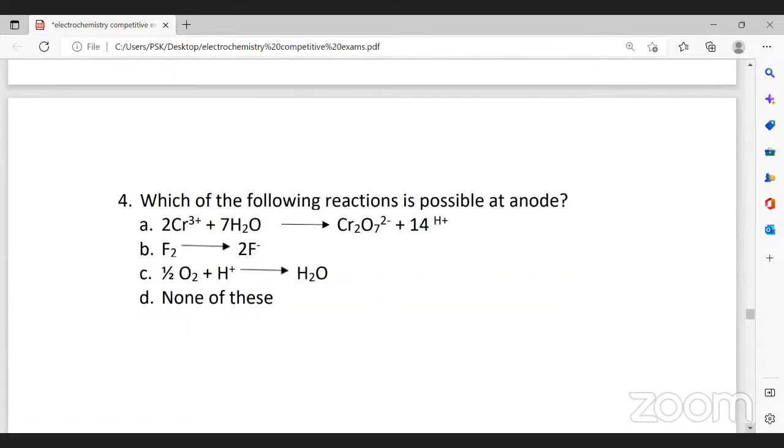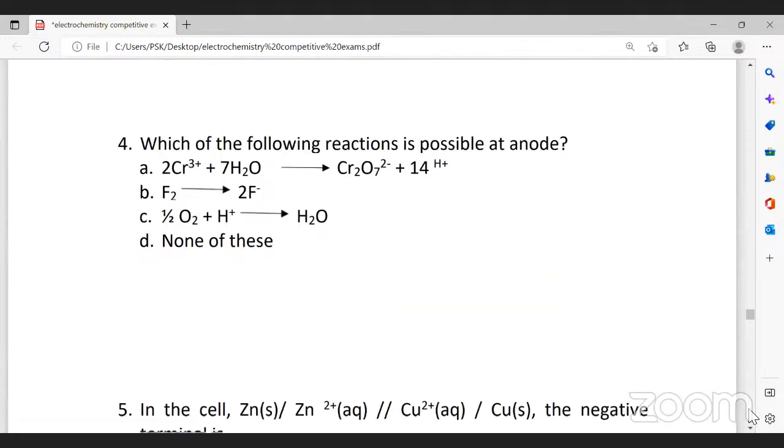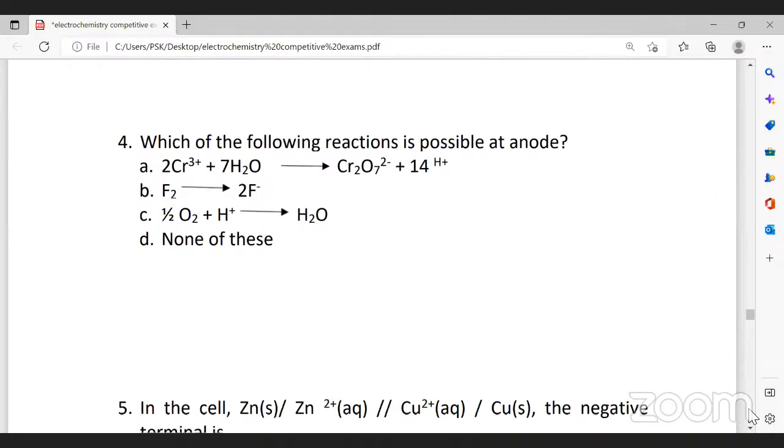Yes, sir. Which of the following reactions is not possible at the anode? At the anode, what is taking place? Oxidation. What do you mean by oxidation? Loss of electrons. See here, fluorine has a charge 0 and here fluorine has a charge -1. So 0 to -1 means it's undergoing reduction.